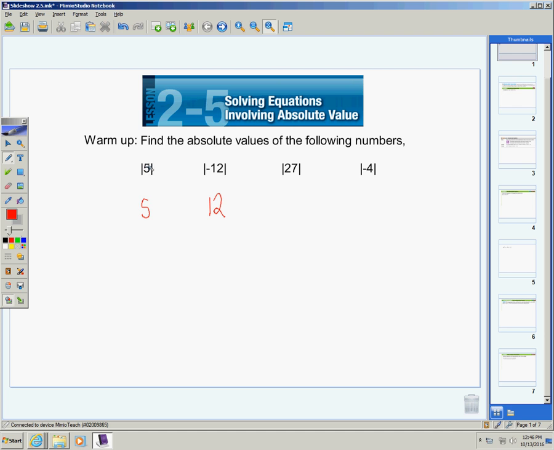Notice, a positive stays positive when you take the absolute value. A negative becomes positive when you take the absolute value. So the absolute value of 27 is just 27. The absolute value of negative 4 is just positive 4.